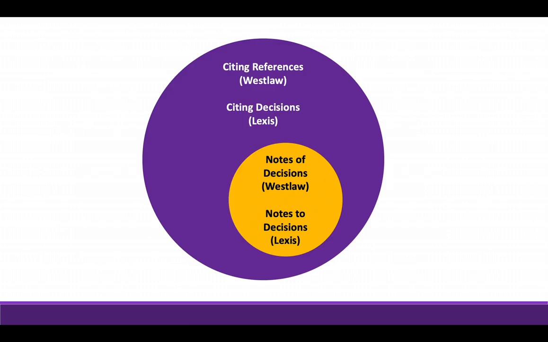Notes of decisions are selected sample cases, whereas citing references are all cases that cite to a statutory section. The number of citing references will be greater than the number of notes of decisions.